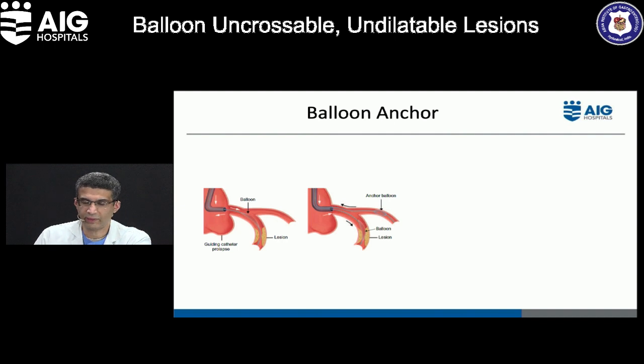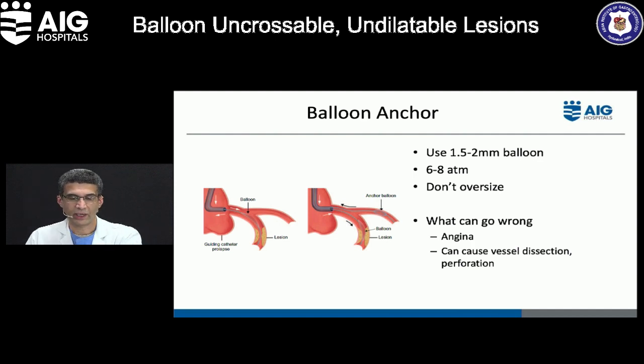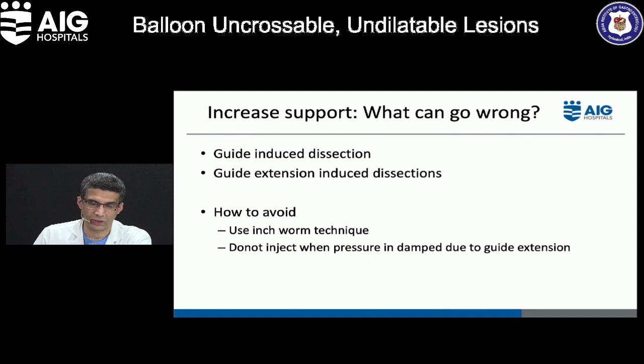Balloon anchor, generally we do it in the side branch. We put a balloon there and inflate and then try to push the hardware. Again, it is important to use a small size balloon. Do not oversize and do not go to high pressures. It can cause angina while you are inflating. It can cause vessel dissection, perforation. So it's not without complications. That's the reason why guide extension is something which we commonly use.